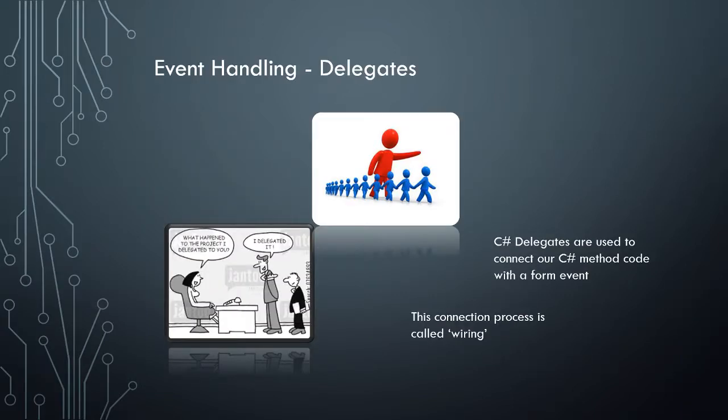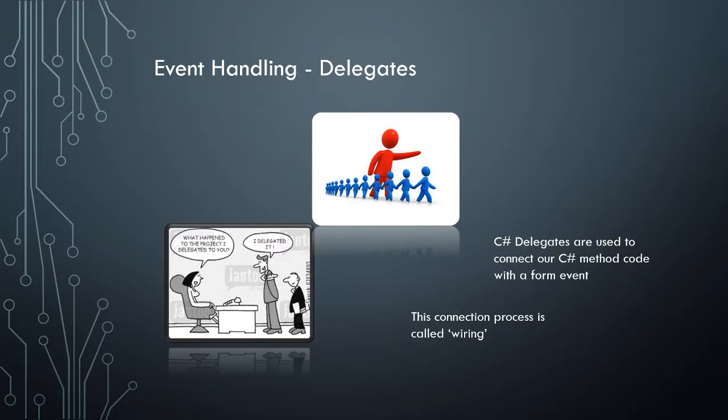Whenever we're working with events in C#, they're going to be handled in the code using a concept of delegates. And these cartoons here are to remind you and make you think about what a delegate is. A delegate is somebody or something that you can have as a stand-in. So this little cartoon down here says, "What happened to the project I delegated to you?" And he says, "I delegated it," right? And then this poor guy's going to take all the heat, we know. And then in this picture, we see the big red guy, he's delegating his whole swarm of minions there to get out and do some things.